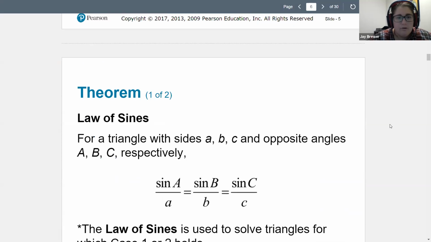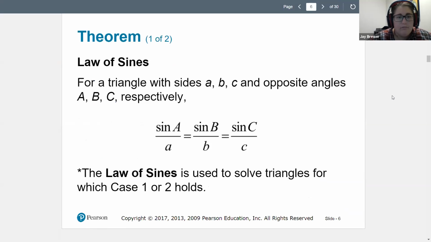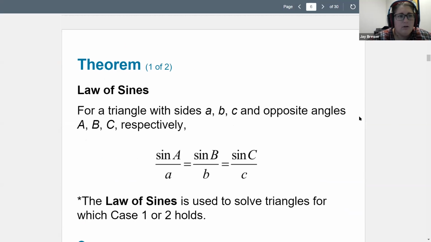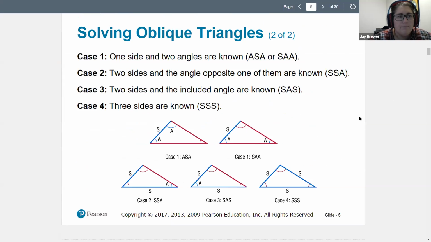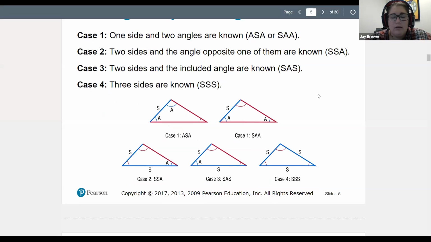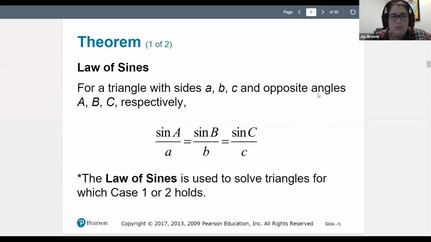Okay, so we're going to work with law of sines. So that is our theorem. Do you guys need me to go back for a few seconds? Did you need the cases again? You can get it later through the recording. Okay, so we're going to work on law of sines.